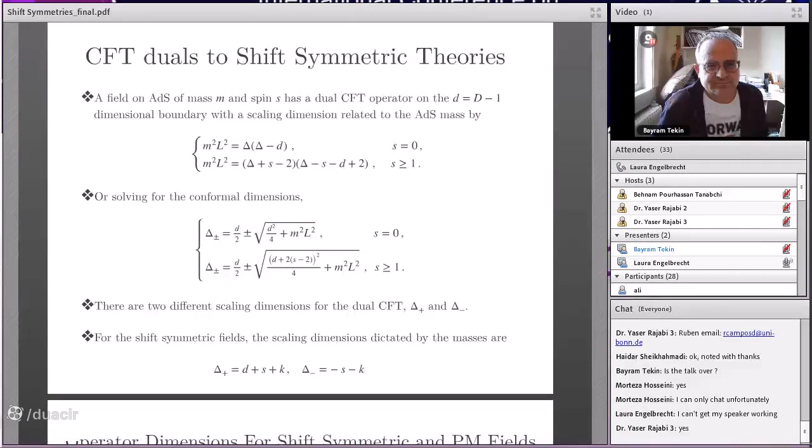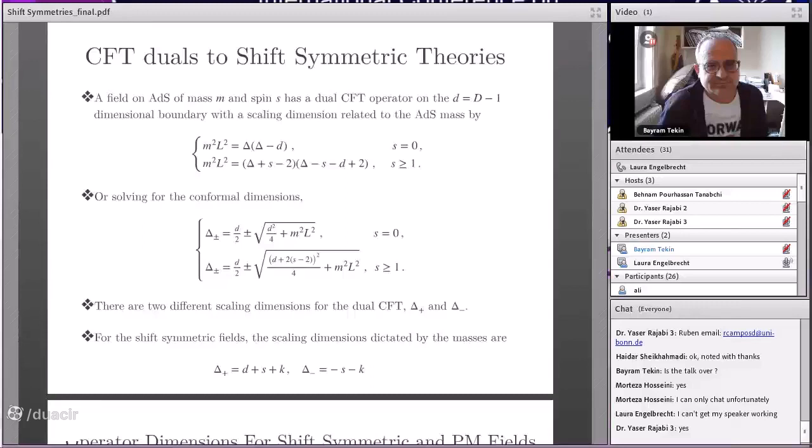So a given field on AdS of mass m and spin s has a dual CFT operator on the boundary in one fewer dimensions with a scaling dimension related to the AdS mass by this expression here. So you can see how it is for scalars and then how it is for the higher spin theories. And then of course you can invert this to solve for the conformal dimension.